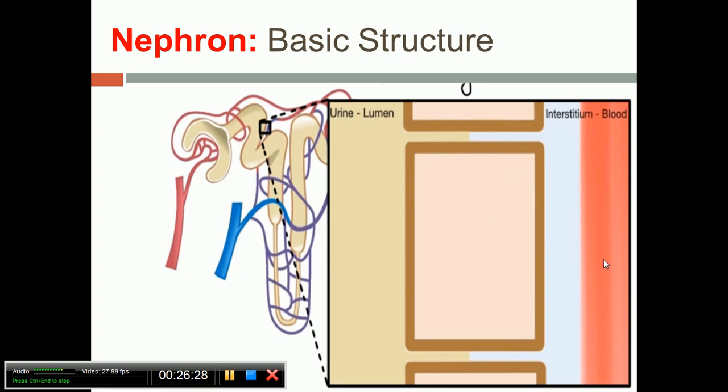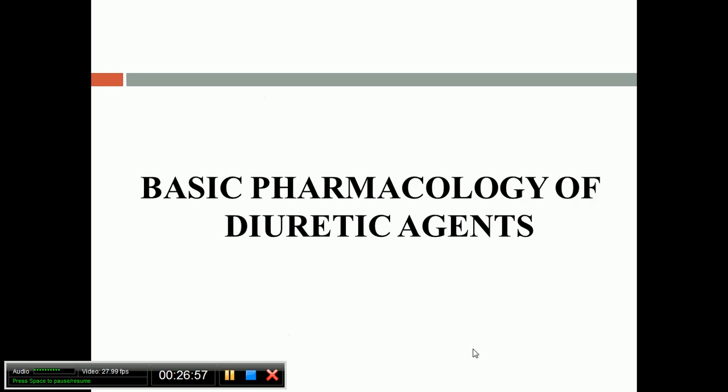So anything that goes from left to right up to the blood vessel is called reabsorption. Any substance that comes from the blood vessel across the luminal cell and into the lumen is called tubular secretion. Just remember this. I am emphasizing these things. So basic pharmacology of diuretic agents we will take up in the next lecture. Thank you very much.